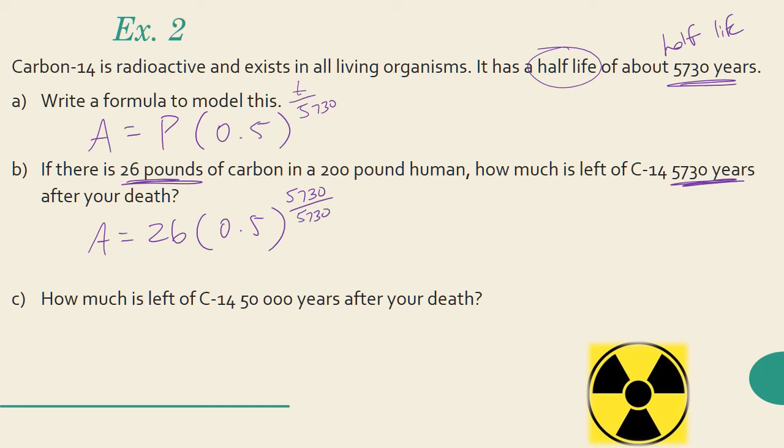And remember, do the exponent first, just like for the doubling time. So that divided by that is just 1. So you get 26, 0.5 to the 1. And if you enter that into your calculator, just like you see it, you should get 13 pounds.